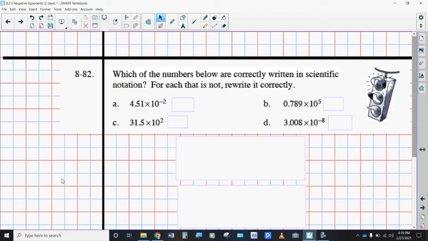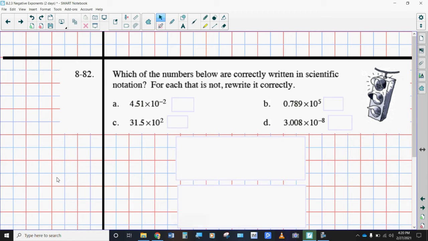All right, stoplight problems. This is a kind of problem I like to have students solve on chapter tests. Which of the following numbers are correctly written in scientific notation? And which ones are not? So your task is to copy down each one of these expressions, determine which of them are properly written in scientific notation, and the ones that are not properly written in scientific notation, you need to change them so that they are properly written in scientific notation. Okay, go ahead and take some time, work it out.